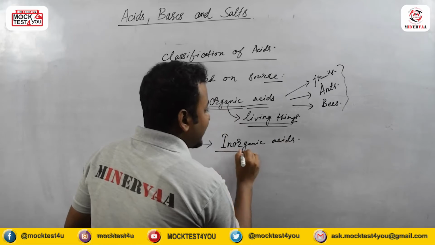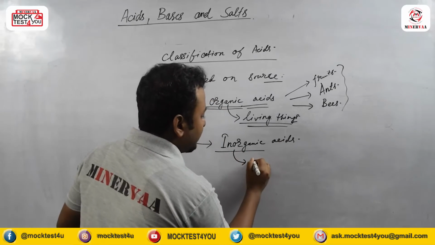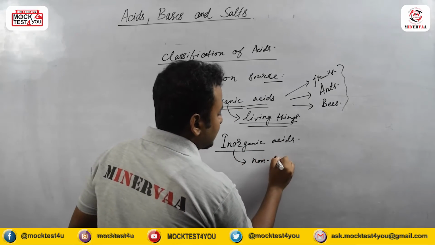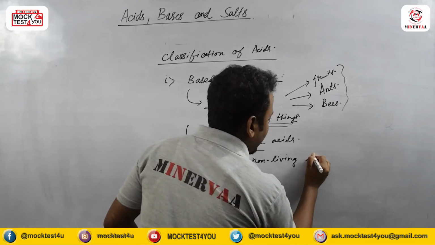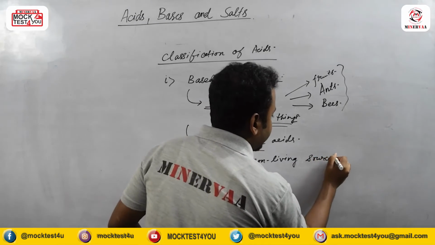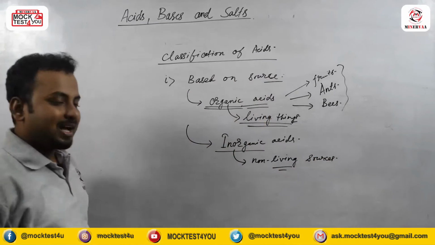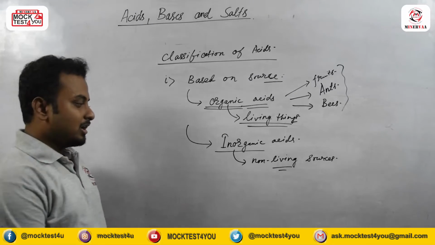So what are inorganic acids? Inorganic acids come from non-living sources like rocks, minerals, etc. Okay, non-living sources. So an inorganic acid is something which comes from non-living sources.